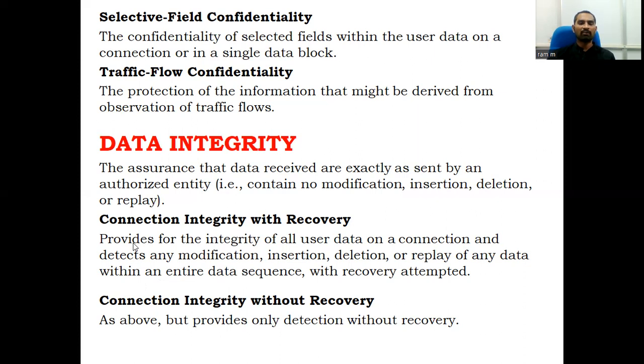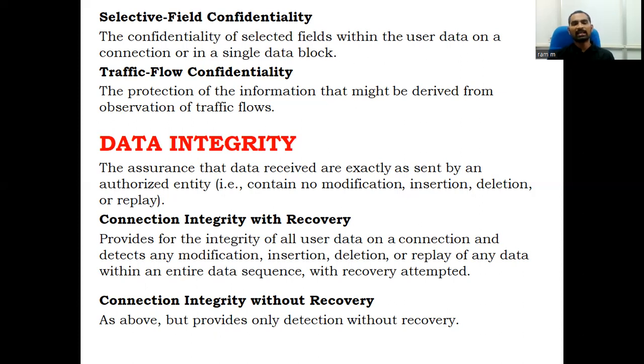Now, what assurance does data integrity provide? It provides assurance that data is received exactly as it was sent by the sender. I told you, integrity is one of the security goals. Integrity assures that whatever data originates from the source is the same as what is received at the receiver side, without any modification, insertion, deletion, or replay.